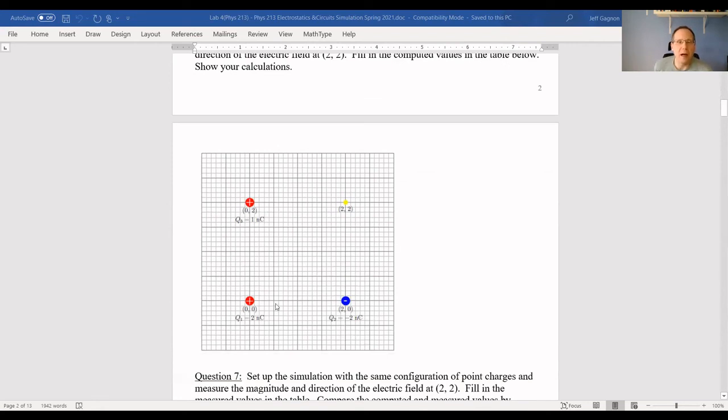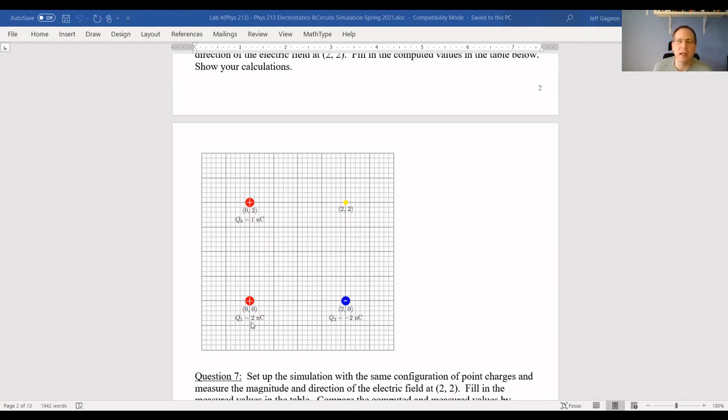You're going to have 2 nanocoulomb, so +2 nanocoulomb charge. Think of that at (0, 0). Then at (0, 2), so like 2 meters away above, you're going to have a 1 nanocoulomb charge. And then at (2, 0), so 2 meters in this direction, you're going to have a -2 nanocoulomb charge.